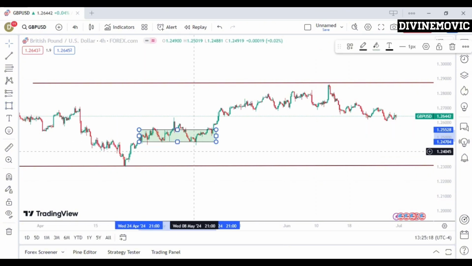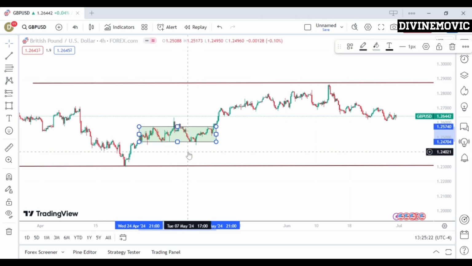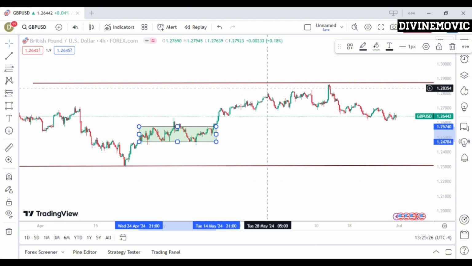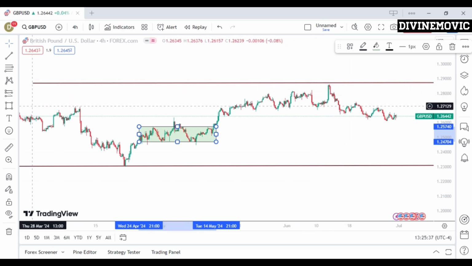This area here is a zone because there are various types of zones. We have rally base rally, drop base drop, and the rest of them. So basically this place is a rally base rally, right? So we're interested in what price is doing at this point here now, and at this point here, when price goes to this point here, price also gives us a zone, right?